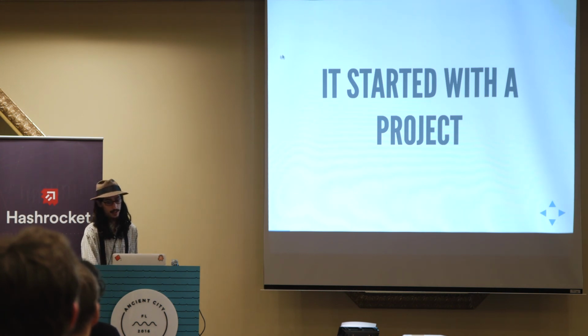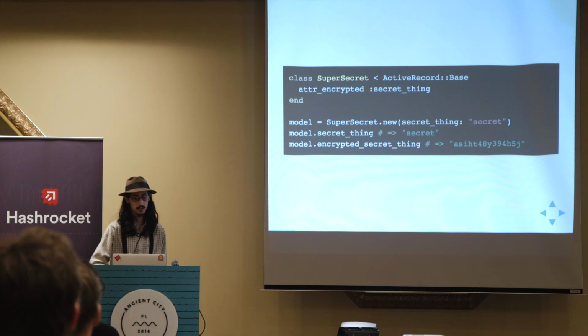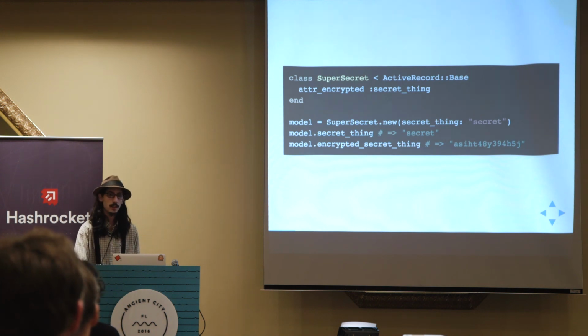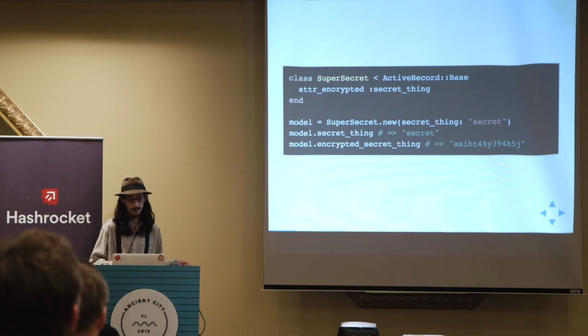So we were using a gem called AttrEncrypted originally, and AttrEncrypted creates code that looks like this. You call the attr_encrypted class macro on your ActiveRecord subclass. It assumes that on the database you have a column called encrypted_secret_thing, and it creates an accessor for the unencrypted version, does all of the encryption and decryption in Ruby land. So you just say secret_thing equals something, and then when you read back out, it'll unencrypt it. But the encrypted_secret_thing field will be nonsense.